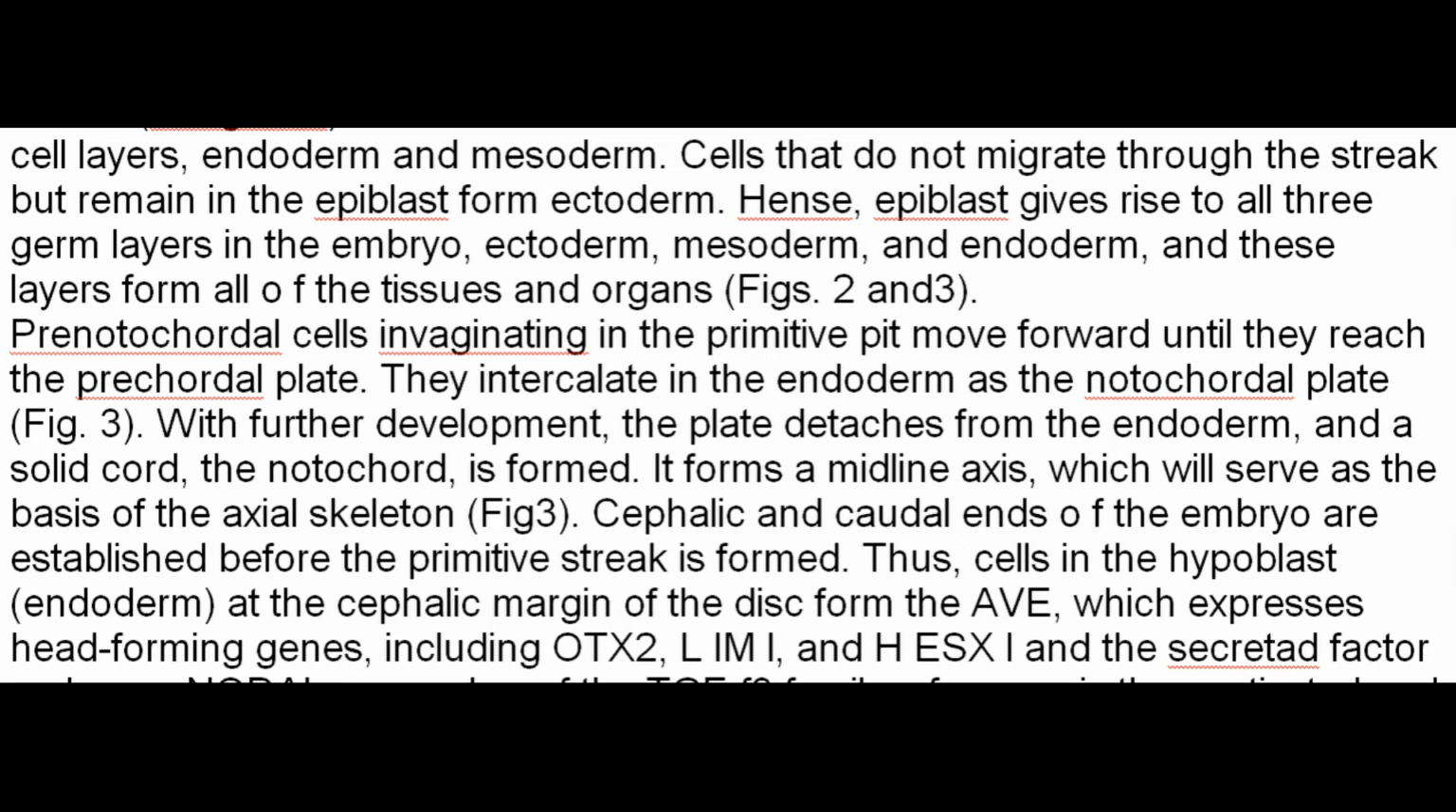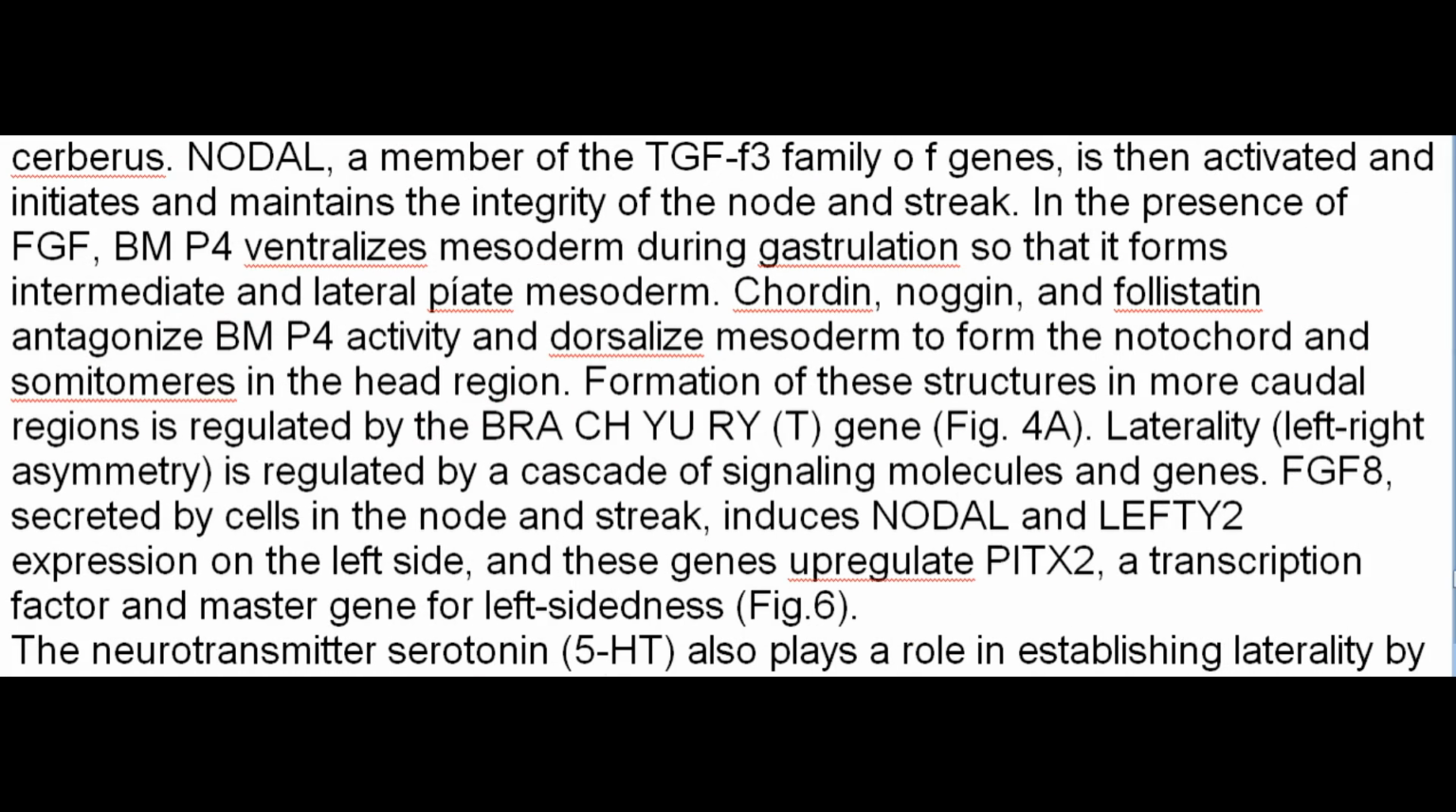Thus, cells in the hypoblast, endoderm, at the cephalic margin of the disc form the AVE, which expresses head-forming genes, including OTX2, LIM1, and HESX1 and the secreted factor Cerberus. Nodal, a member of the TGF-β family of genes, is then activated and initiates and maintains the integrity of the node and streak. In the presence of FGF, BMP4 ventralizes mesoderm during gastrulation so that it forms intermediate and lateral plate mesoderm. Chordin, noggin, and follistatin antagonize BMP4 activity and dorsalize mesoderm to form the notochord and somitomeres in the head region. Formation of these structures in more caudal regions is regulated by the BRACHYURY, T, gene, Fig 4a.